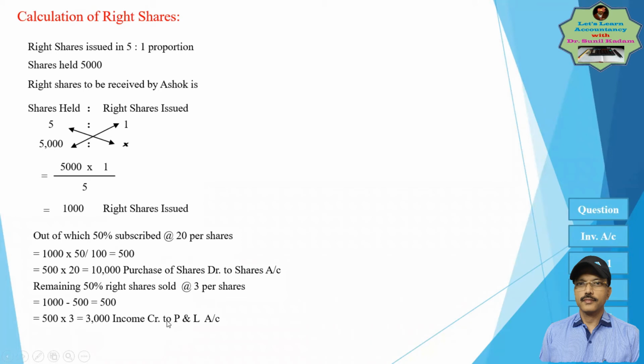This income will be credited to the profit and loss account by passing a separate entry. Bank account debit, to profit and loss account, directly transferred. It will not be recorded in the investment account. But in the investment account, we will record this much: the purchase of 500 shares at the rate of rupees 20. So let's record it in a working note.